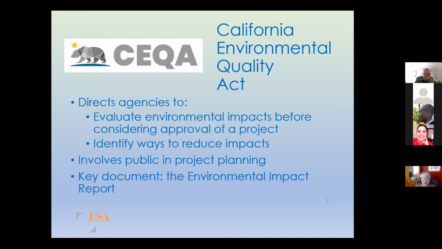Thank you, Margaret. So the California Environmental Quality Act, or CEQA, is California's primary environmental law. CEQA requires agencies like the Joint Powers Authority to consider impacts on the environment before approving a project. CEQA also provides ways for the community to be involved in project planning. The Environmental Impact Report, or EIR, is the main document through which the lead agency implements CEQA. Next slide.